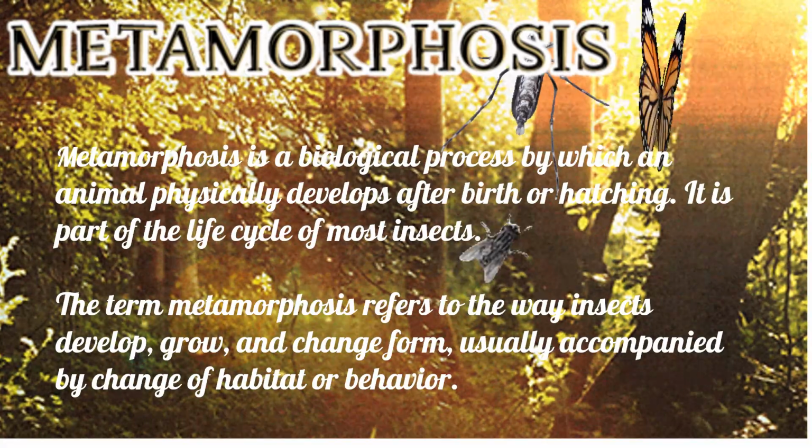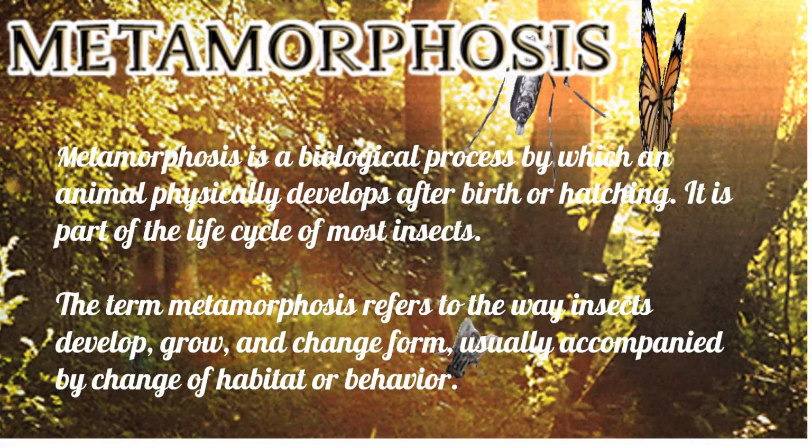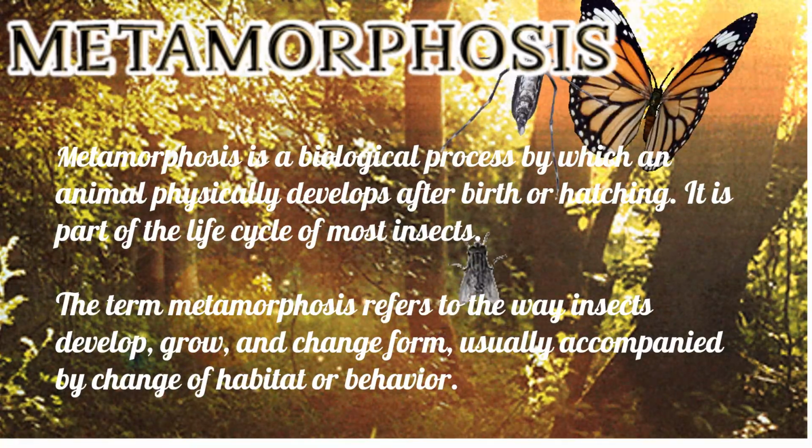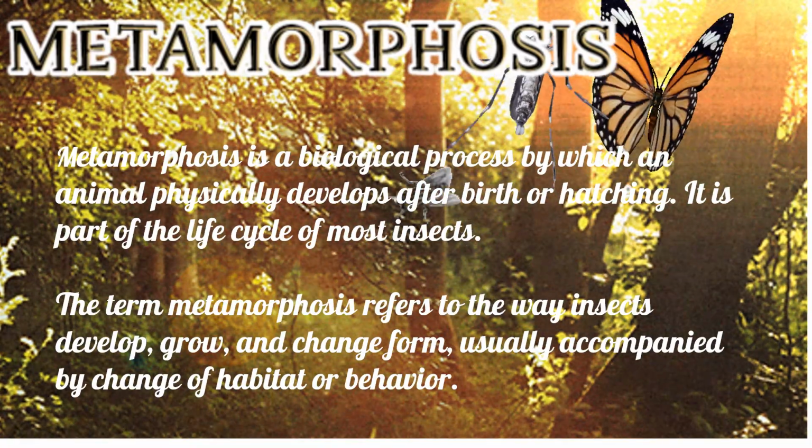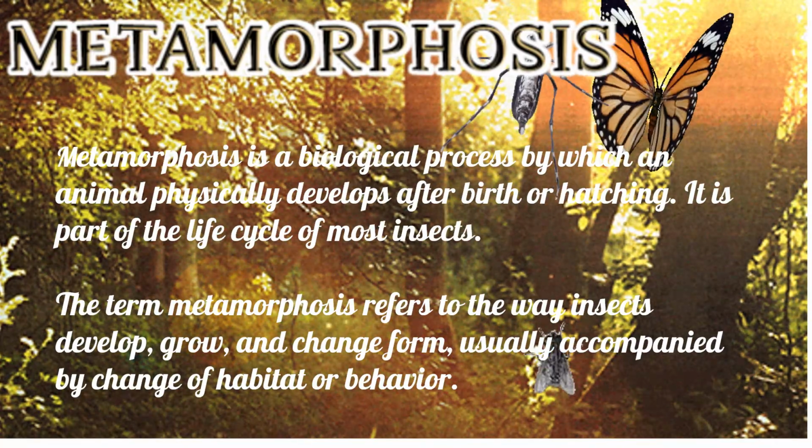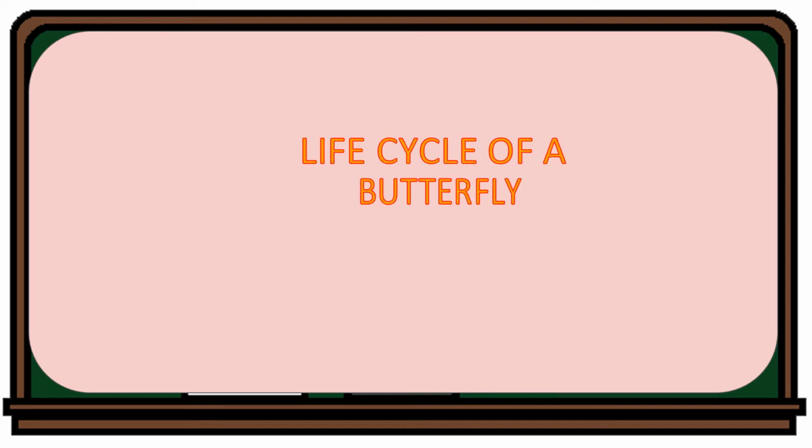The term metamorphosis refers to the way insects develop, grow, and change form, usually accompanied by change of habitat or behavior. Most insects go through the 4 stages of metamorphosis. Some animals also go through only 3 stages in their life cycle. So for today's lesson, we are going to explore more on the life cycle of animals. Let's start with the life cycle of a butterfly.